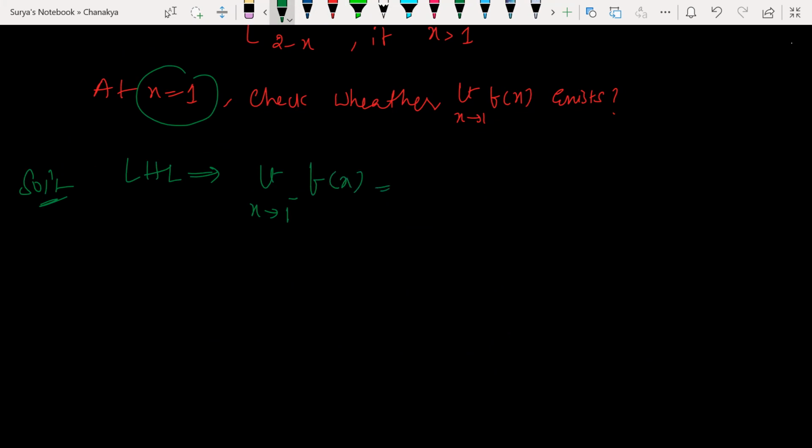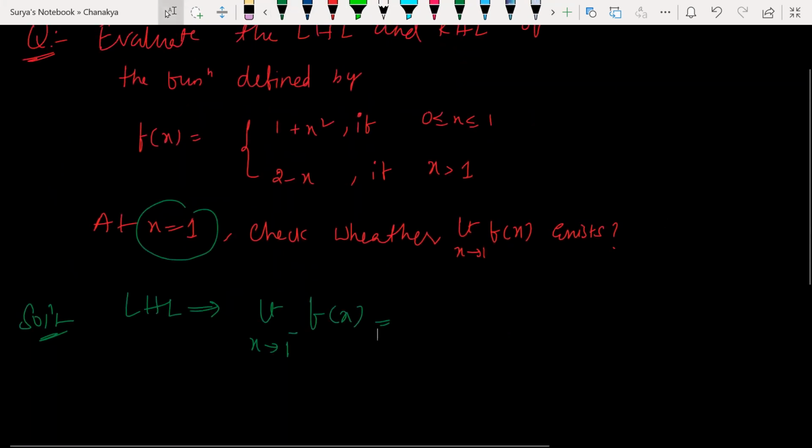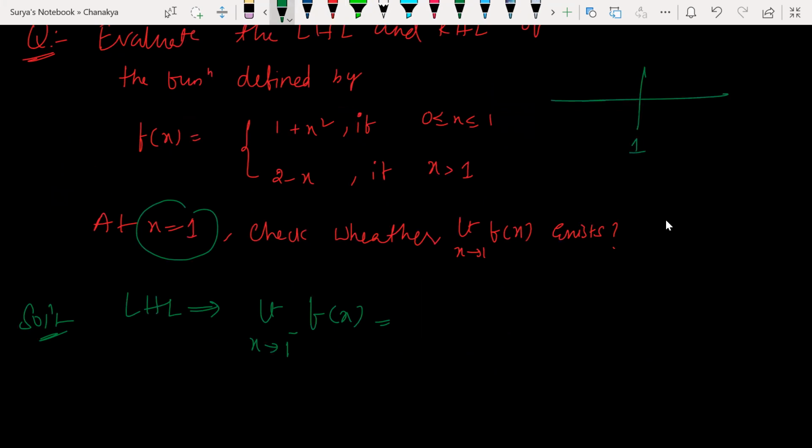So what am I going to get? Look at this here. X is supposed to be on the left hand side. X is supposed to be less than 1, isn't it? X is equal to 1 here. Left hand side means x is less than 1, and right hand side means greater than 1. For x less than or equal to 1, the function is 1 plus x square. So the limit from the left hand values of 1 of f of x is 1 plus x square.